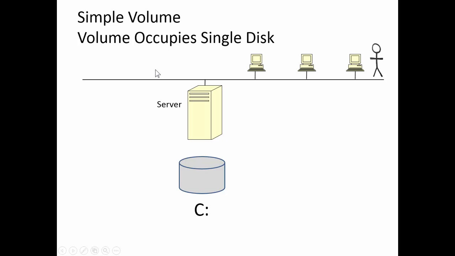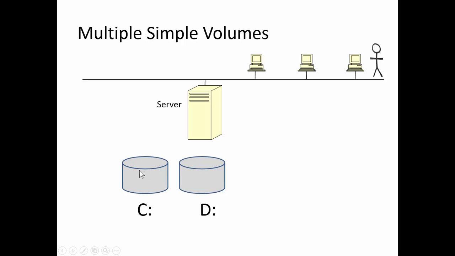Let's start out with a simple volume. A simple volume occupies a single disk. The C drive is the volume, and it occupies only a single disk. You could have a single hard disk on your server, which has a single simple volume on it, or you might have multiple simple volumes on your server. With simple volumes, the drive letter is associated with only one single disk.